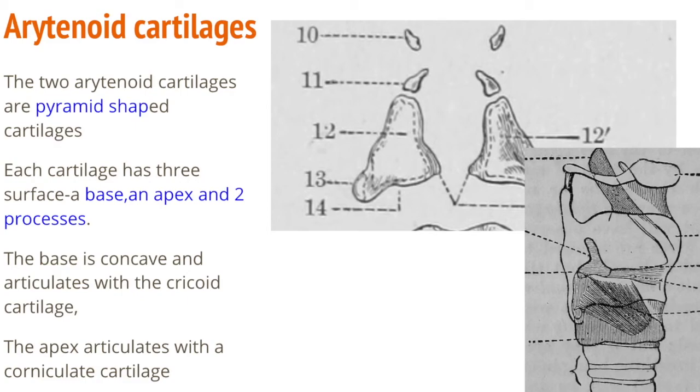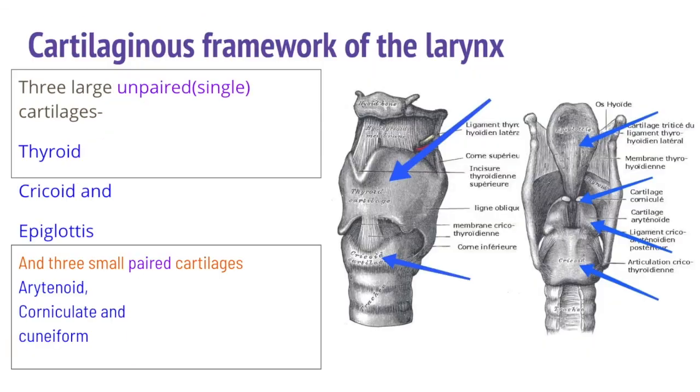Now we are done with the unpaired cartilages, right? We've talked about the thyroid cartilage, the cricoid cartilage, and the epiglottis. Now let's talk about the paired cartilages, which were the arytenoid, corniculate, and the cuneiform.